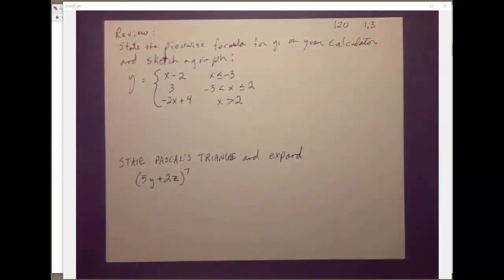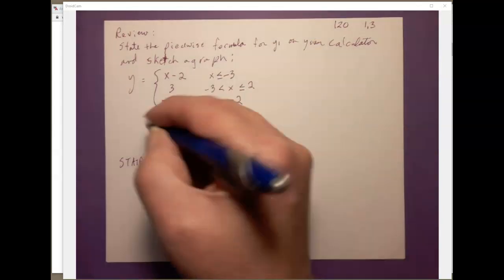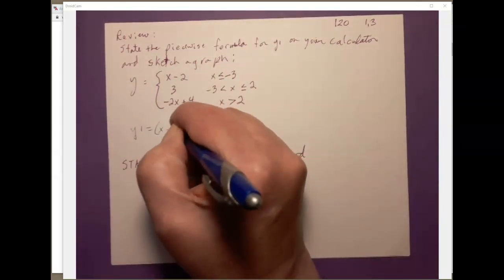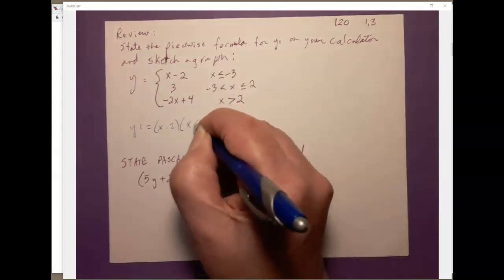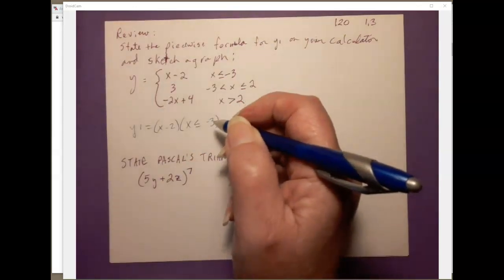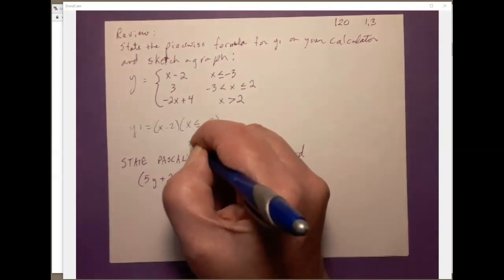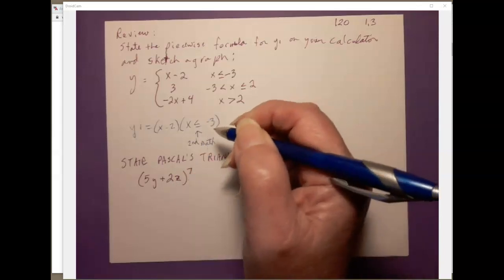So to do piecewise functions in the calculator, in y1 we're going to put, and when I ask you this, I'll ask you to put in y1 and then sketch a graph. So in y1, for this function we would put parentheses x minus 2, that's the first piece, parentheses x is less than or equal to negative 3. And remember, this is under second math to get this symbol, which is the test menu.